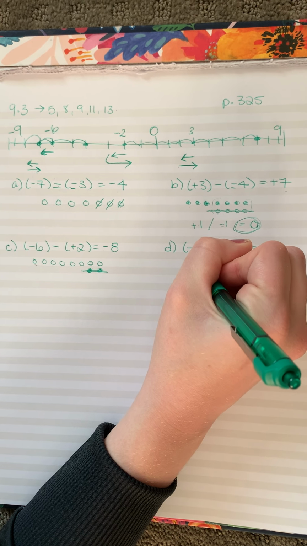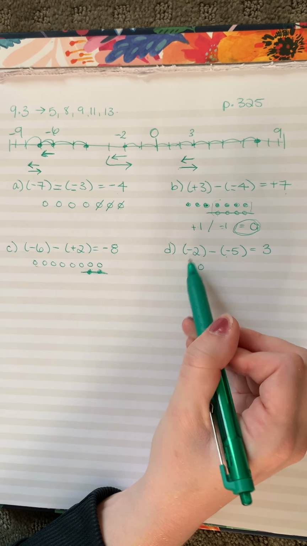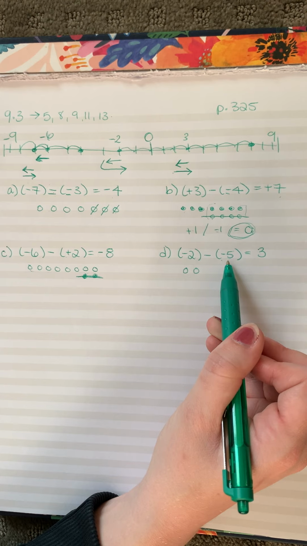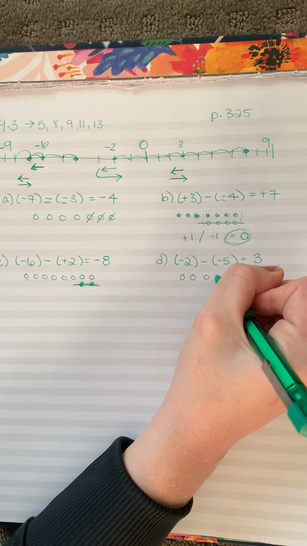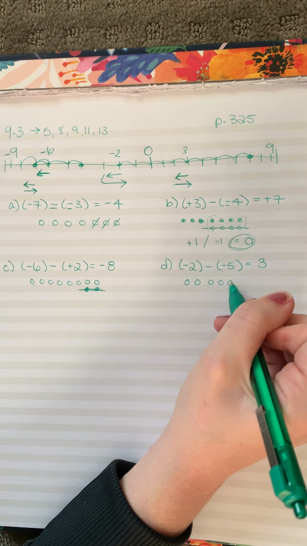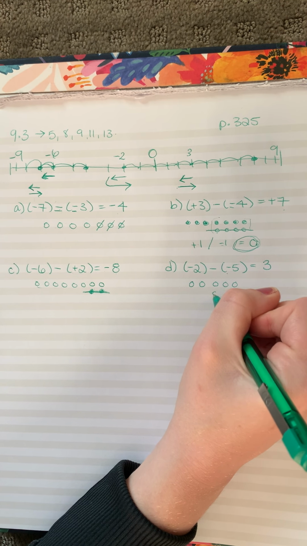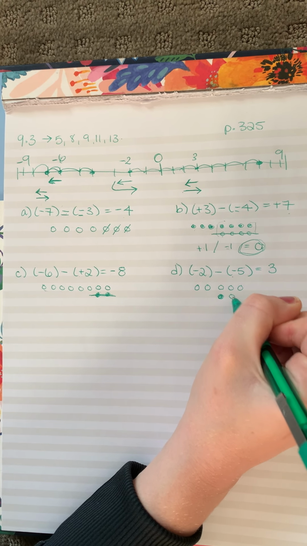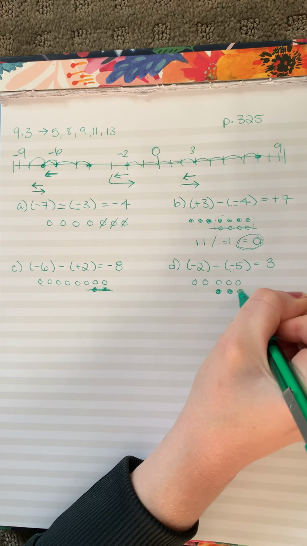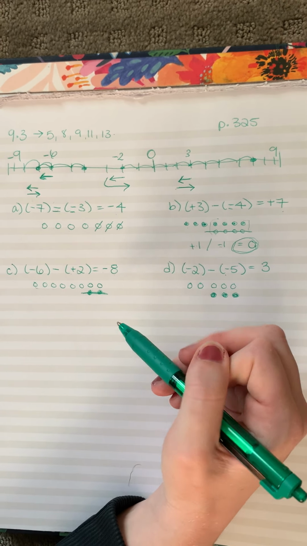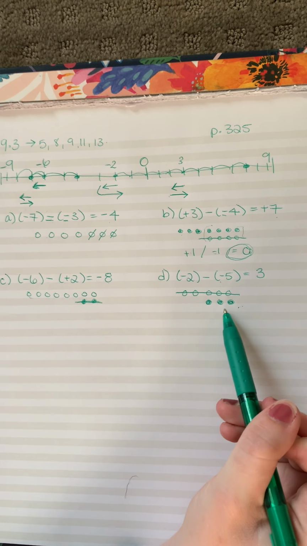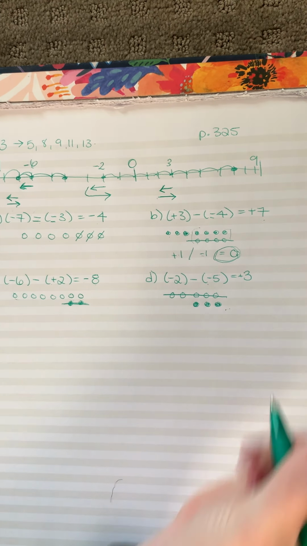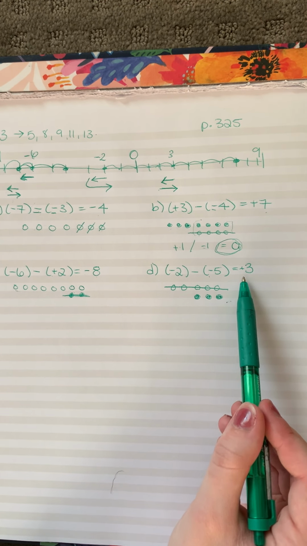I have 2 negative chips, and it wants me to get rid of 5. But I don't have 5, so I need to draw 3 more negatives. But because I've added negatives, I need to break even and add those positives as well. Now I need to take away 5 negatives. That would be all of these. I'm left with positive 3.